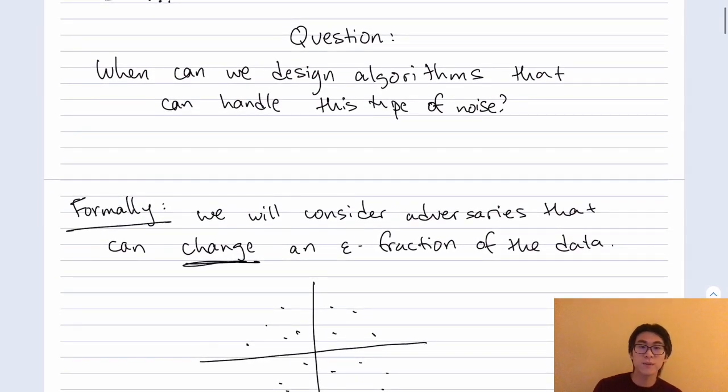So the question is, when can we design algorithms that can handle this type of noise? And let me formalize this notion a little bit more. In these lectures, we will typically consider a very strong notion of adversarial outlier. Particularly, we will consider adversaries which can change an epsilon fraction of the data in any way they so desire.